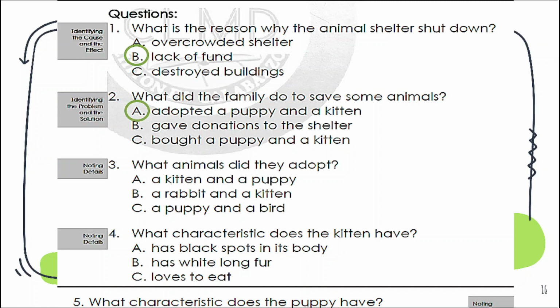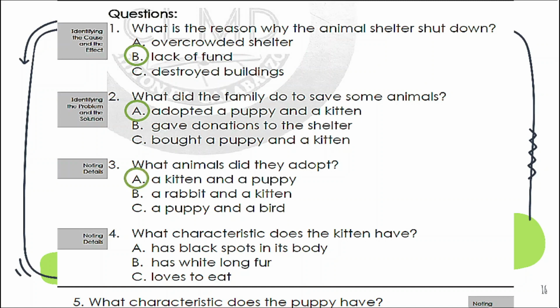Number 3. What animals did they adopt? A. A kitten and a puppy. B. A rabbit and a kitten. Or C. A puppy and a bird. The correct answer is letter A.